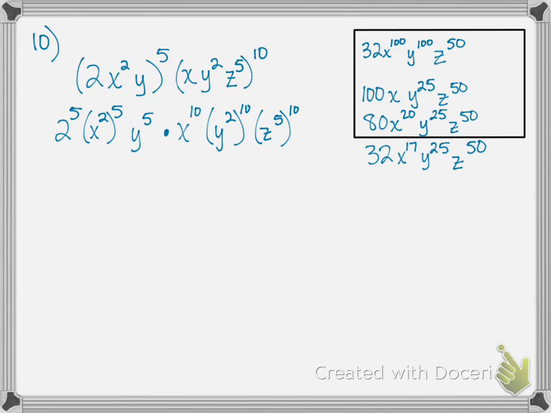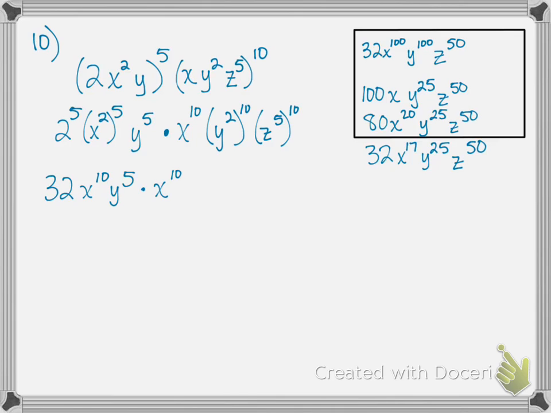All right? Now let's go through one piece at a time and simplify. 2 to the 5th should be the easy part. What's 2 to the 5th? 32. Then we move on. We have x squared to the 5th power. If you raise a power to another power, what do you do with the exponents? Multiply them. 2 times 5 is 10. Y to the 5th, there's nothing to change there right now. Times, moving on, x to the 10th, there's nothing to change there right now.